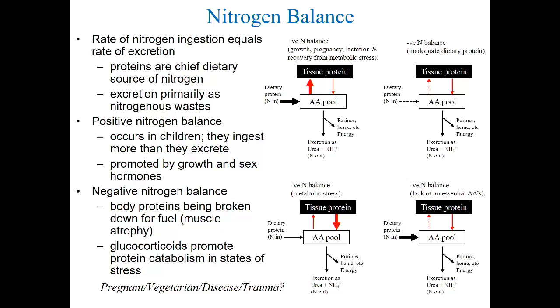So who gives up first? That's inadequate dietary protein. Down here, it's a negative nitrogen balance because of metabolic stress. What's happening here? A reasonable amount of protein coming in. I am making tissue, but something keeps losing those proteins. There might be a genetic disorder. That's an example for you. On the bottom right, we have a negative nitrogen balance where we lack a specific amino acid.